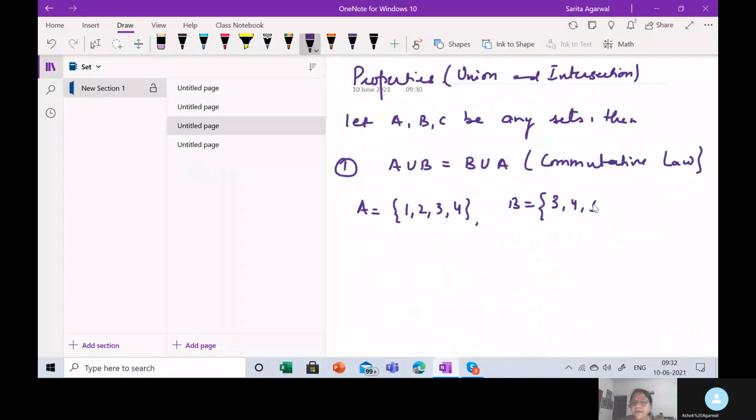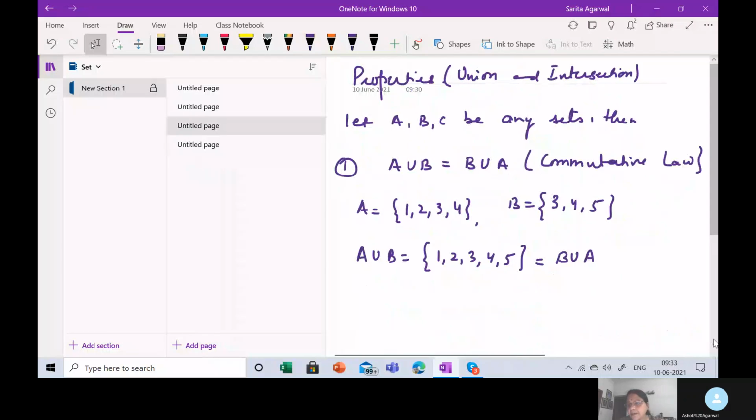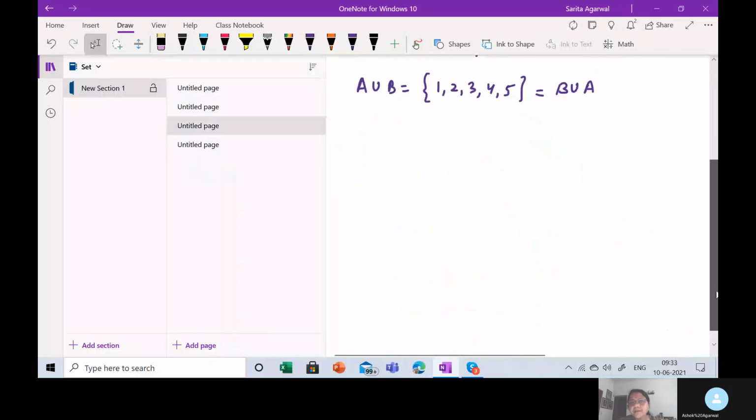3, 4, 5. So you can see this A union B is 1, 2, 3, 4, 5, and similarly this B union A is 1, 3, 4, 5, 1, 2, 3, 4. The same, right? These are equal. But how to prove it mathematically? That matters a lot.